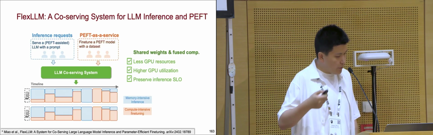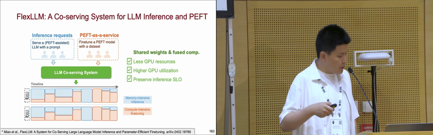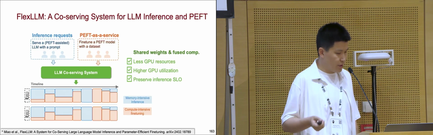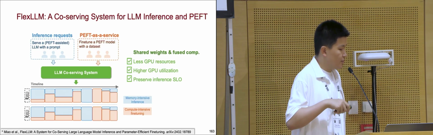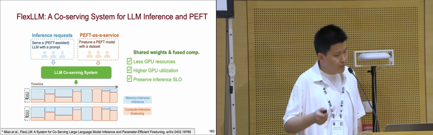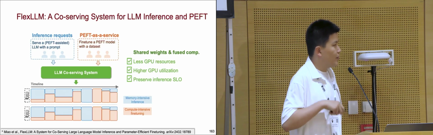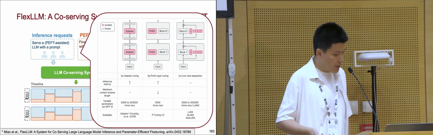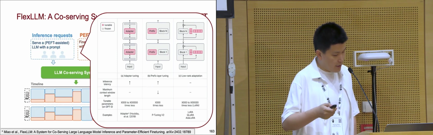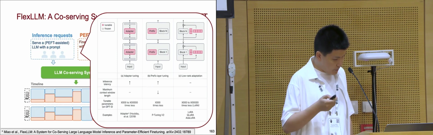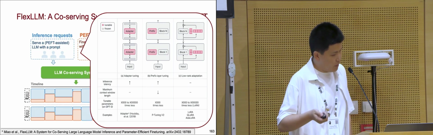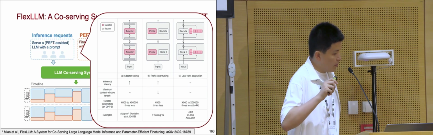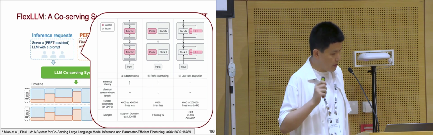But here, what we found is that serving workloads, as we mentioned before, are usually memory bound because of the autoregressive decoding. But the fine-tuning process is more compute bound. That means that during the fine-tuning process, your GPU memory bandwidth is not fully utilized, which gives us a chance to fuse them together and achieve better GPU utilization. So that's our proposal. We want to build a language model co-serving system to improve the utilization for both fine-tuning and inference.